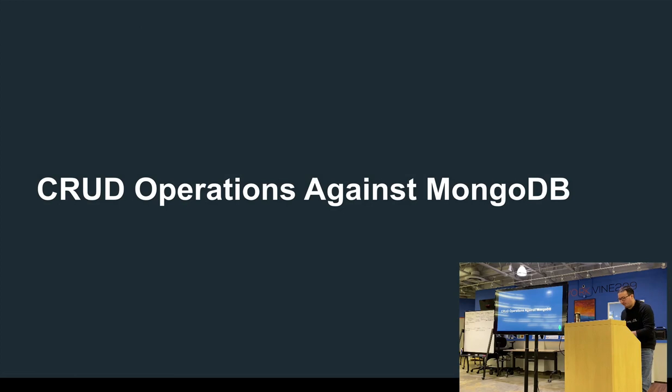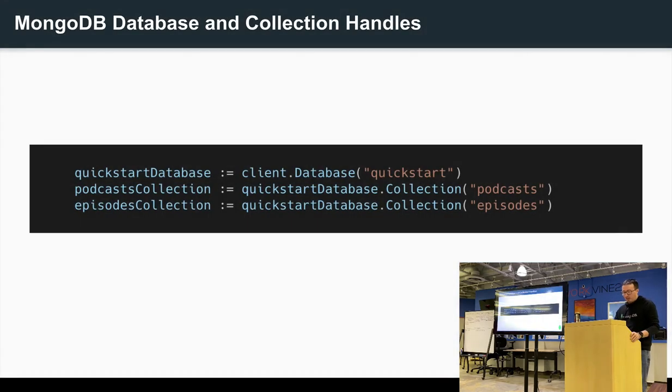All right, CRUD. So this is the most essential part. So we have a connection to the database, or to the cluster. We want to get a handle to a particular database, because you could have many databases in your cluster. And then we want to get a handle to some collections in that particular database, because you could have many collections as well. So we're following the lines of podcasts and episodes.